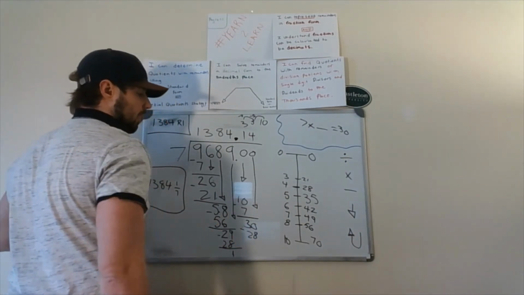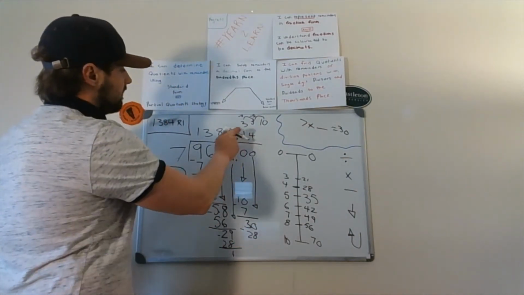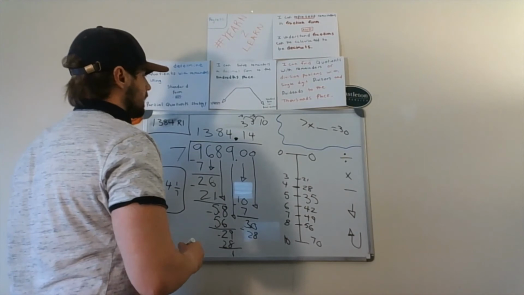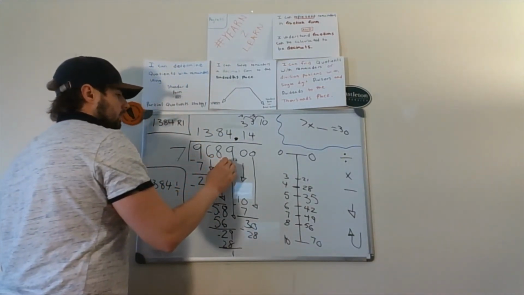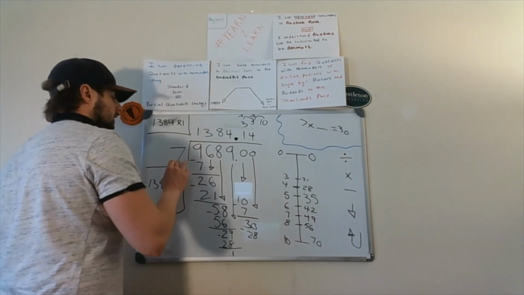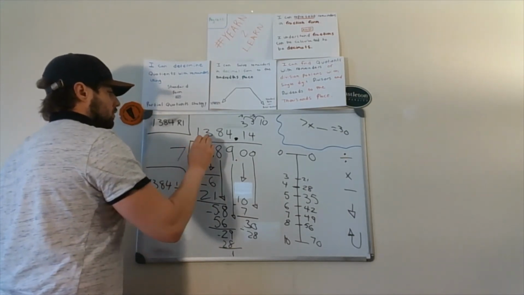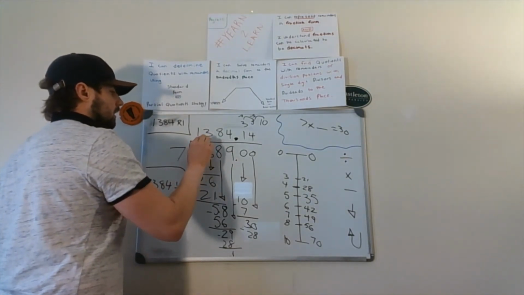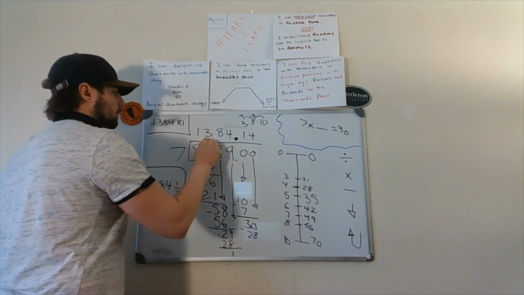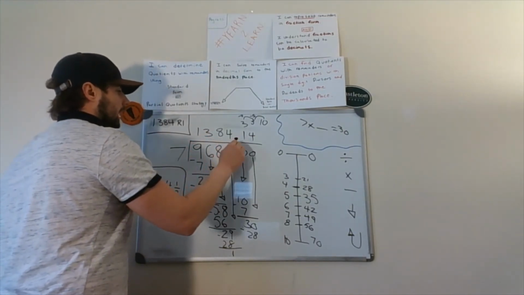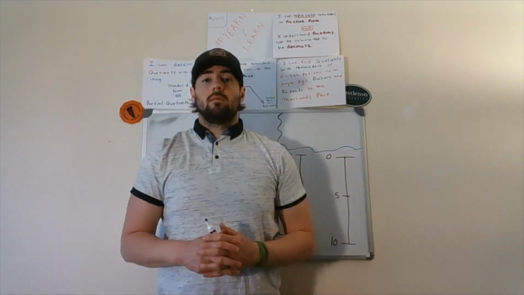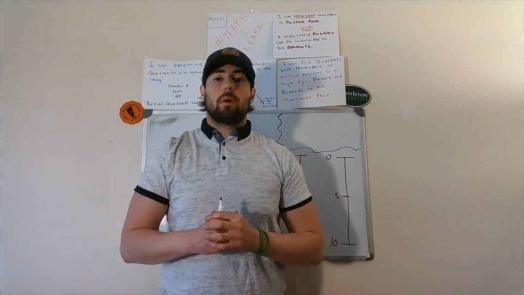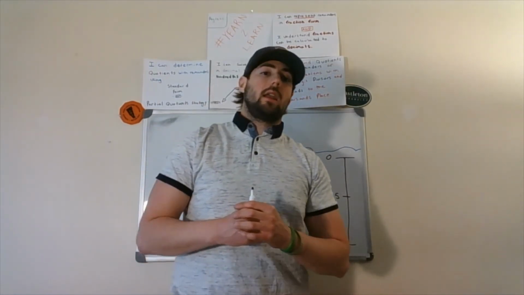I don't need to keep going, guys. I have my quotient with a decimal remainder. 9,689 divided by 7 will give us a quotient to the hundredths place of 1,384 and 14 hundredths. All right, guys, now for the partial quotient strategy.